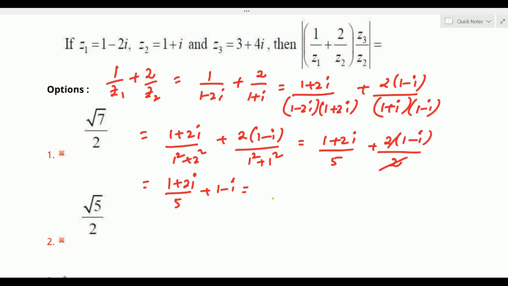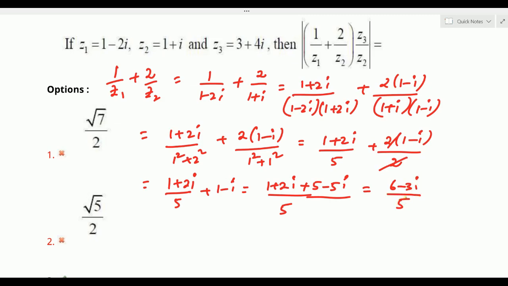Taking the LCM, 5 is the LCM. Therefore, 1 plus 2i plus 5 minus 5i. After taking the LCM, what is the resultant? 1 plus 5 is 6, 2i minus 5i is minus 3i, by 5.